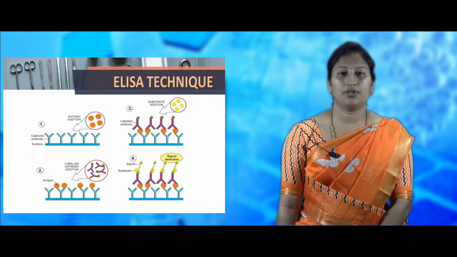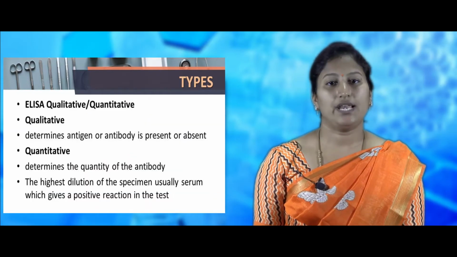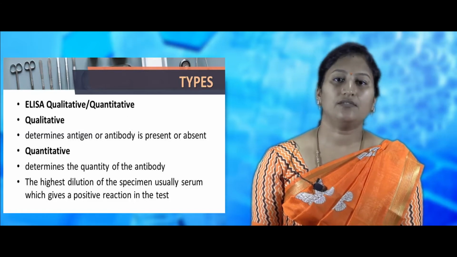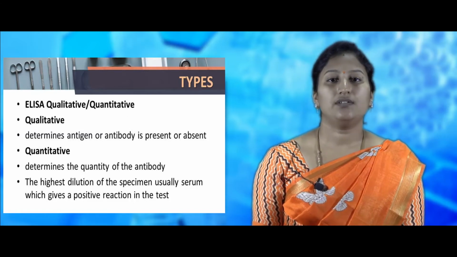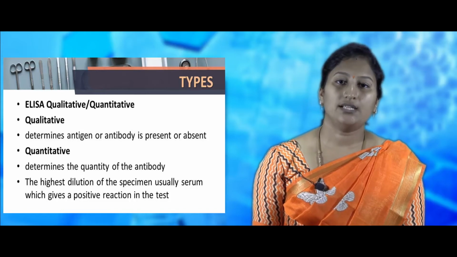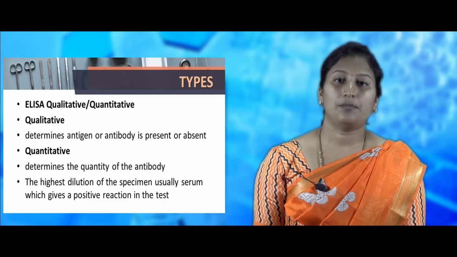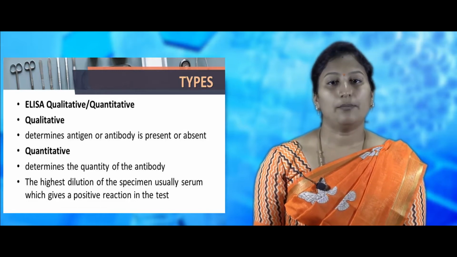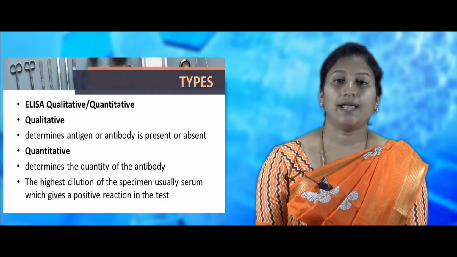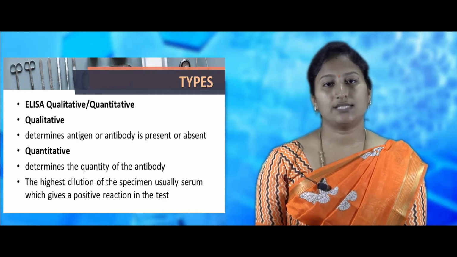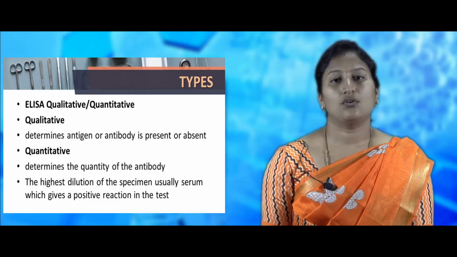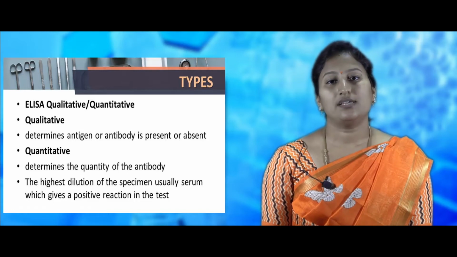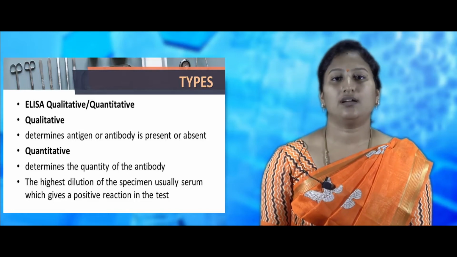in the given sample. There are two types of ELISA or enzyme-linked immunosorbent assay tests: qualitative and quantitative. Qualitative ELISA determines whether the antigen or antibody is present or absent. Quantitative determines the amount or quantity of the antibody present in the given sample. The titer is the highest dilution of the specimen, usually serum, which gives the highest positive reaction in the ELISA test.